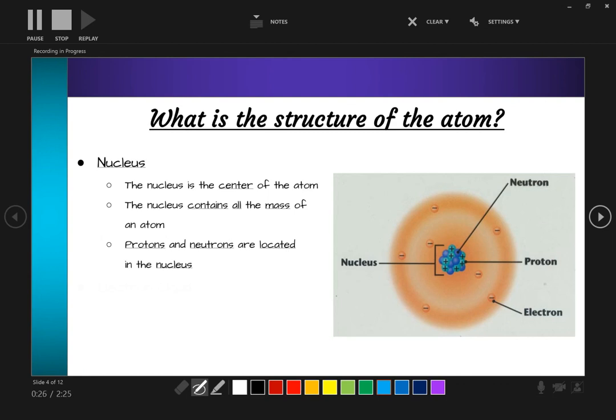You also have the electron cloud, which is this orange fuzzy circle, and it is outside your nucleus, and it contains the electrons.